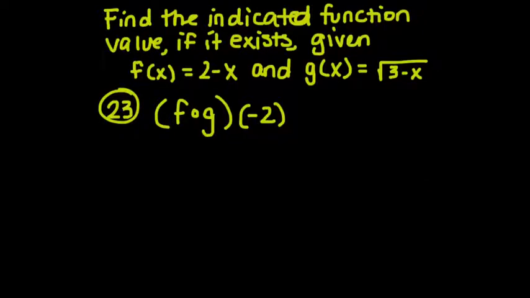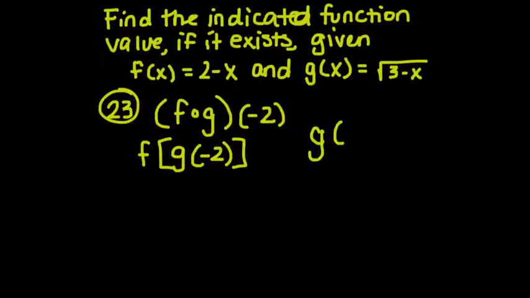To find the composition f composed of g of negative 2, this is the same as finding f of g of negative 2. So the first thing that I need to do is evaluate g of negative 2. Whatever that value is, I'll then take that and plug that into the function f. So to find g of negative 2, I have the square root of 3 minus a negative 2, which is the same as 3 plus 2, which is the square root of 5.